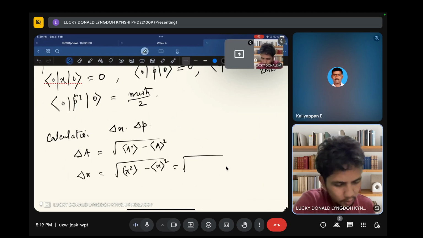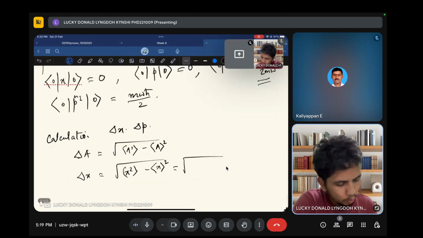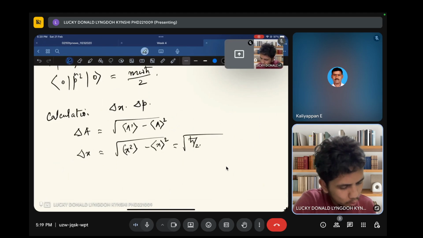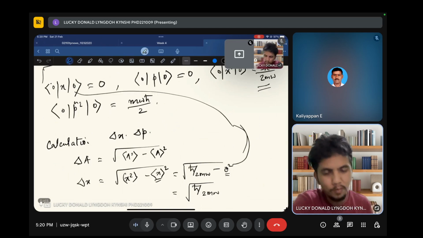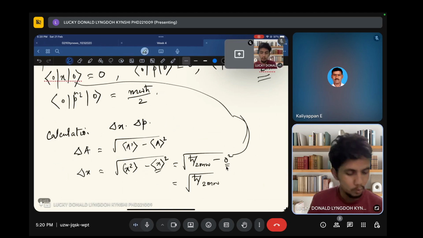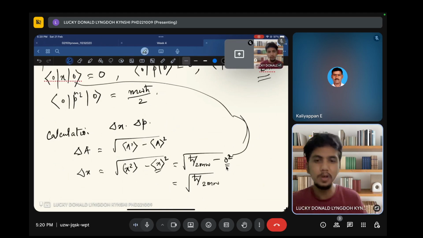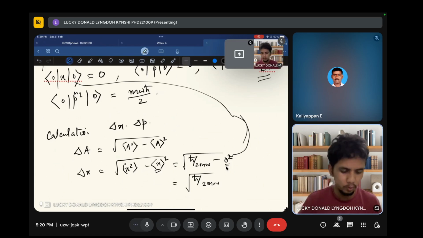x square we already know, h cross by 2m omega, minus this expectation value 0 square, which is equal to simply h cross by 2m omega. This 0 is again the expectation value of x, right? The expectation value of x is equal to 0. That is why, even if you square it, it is always equal to 0.